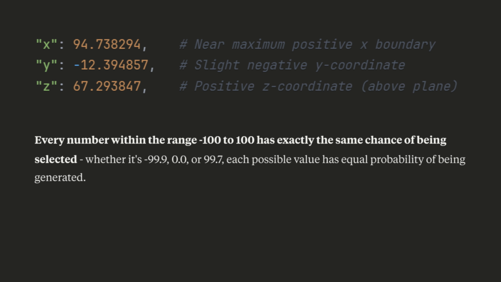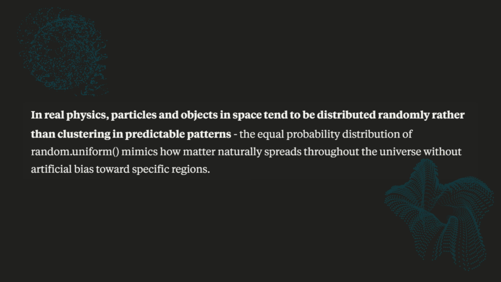So our random.uniform -100 to +100 might produce values like -47.3 or 82.1 or even 0.0, any decimal number within that range with equal probability. This creates a realistic 4D positioning for our entities. In real physics, particles don't just exist at whole number coordinates like 5, 10, or 15. They exist at precise fractional positions like 47.382 or -23.917 or 8.445.